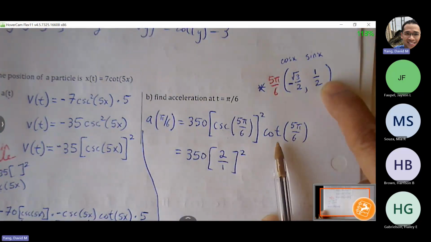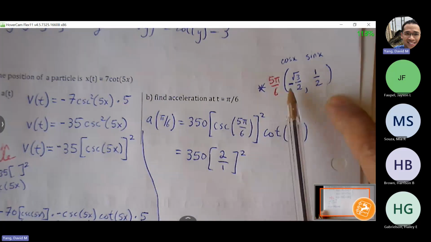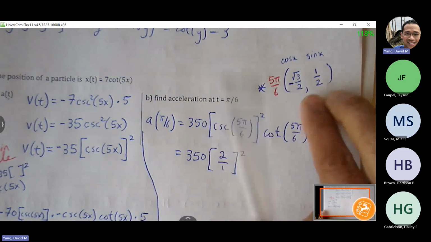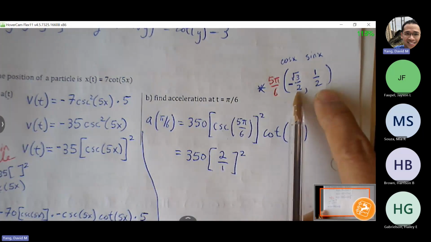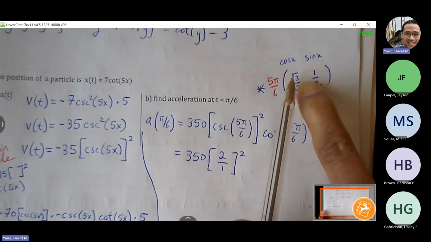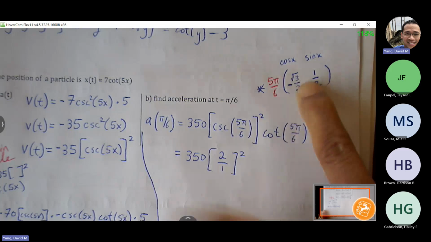Cotangent of 5 pi over 6, we know cotangent is x over y, or cosine over sine. So it'll just be -√3/2 divided by 1/2. Now, if I'm dividing multiple fractions here, the nice thing is that these both have 2 in the denominator. I can just wipe the 2's out and just divide the numerator. So -√3 divided by 1, so just -√3.